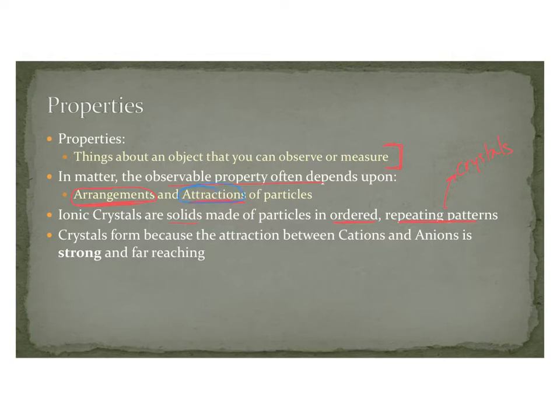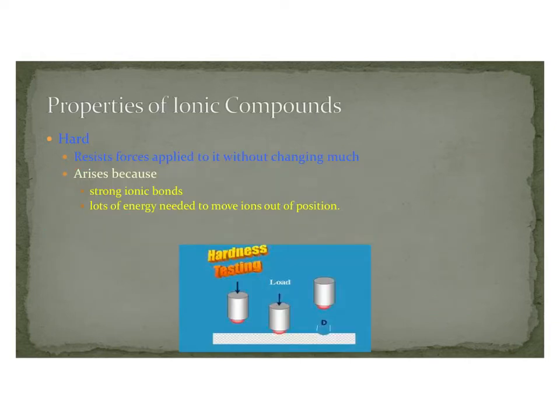In terms of attractions, ionic compounds have ionic bonds, right? Those crystals form because that attraction between the cations and the anions, the ionic bond, is strong. It's a strong attraction and it's far-reaching. It brings all of those ions together even at a distance. So when we think about properties of ionic compounds, these two ideas are going to come back over and over and over again. That ionic crystals have repeating ordered patterns, and that the bonds between them, the ionic bonds, are strong and far-reaching.